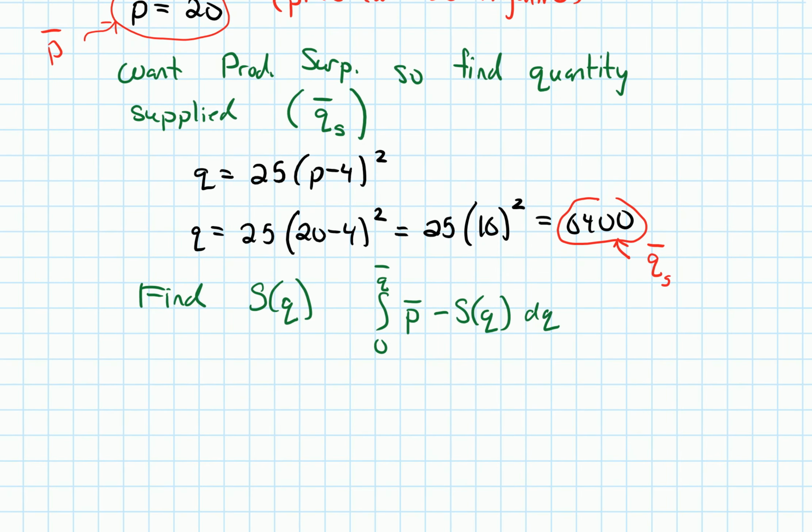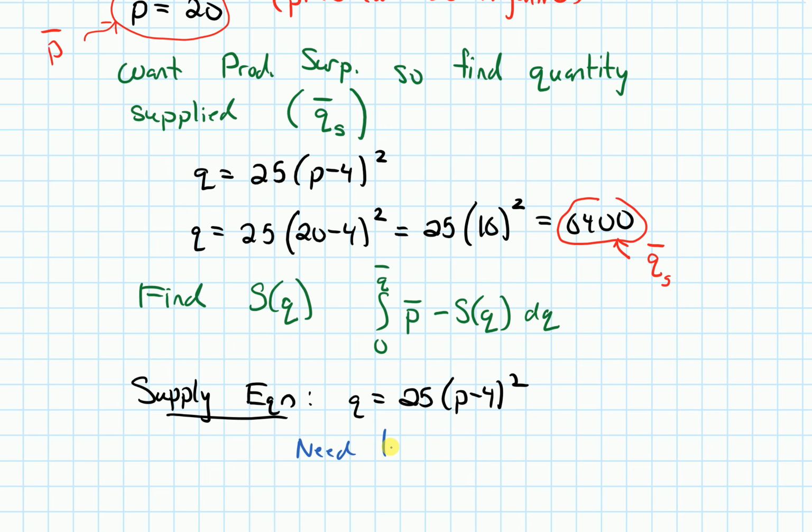Okay, and my supply function was here. This is my supply function. But when it says S of Q, that means it needs to be in terms of the variable Q. So right now, this is in terms of the variable P. All right, so I need to get it in terms of Q, which means, let's just write the supply equation first. So the supply equation was Q equals 25 times (P minus 4) squared, but I need to isolate P to get this in terms of Q, and that'll tell me what S of Q is.